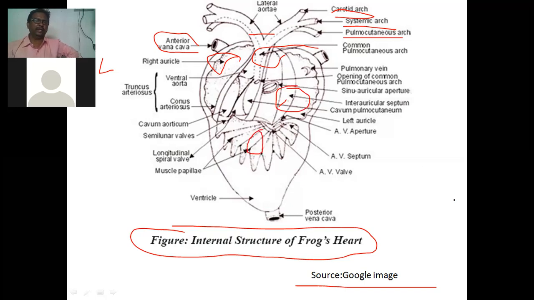So it is clear that this heart is purely a three-chambered heart. There are right and left auricles, and one broad ventricle. Again, along with this, my dear students, there are some other important structures we can see.